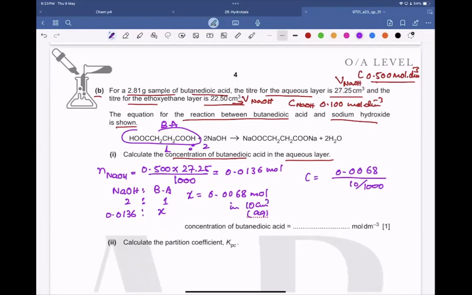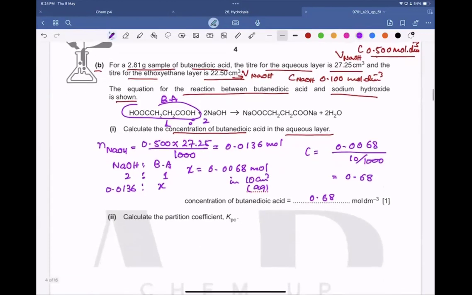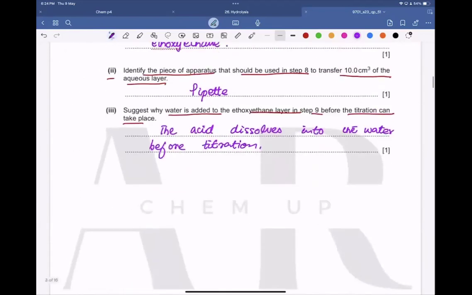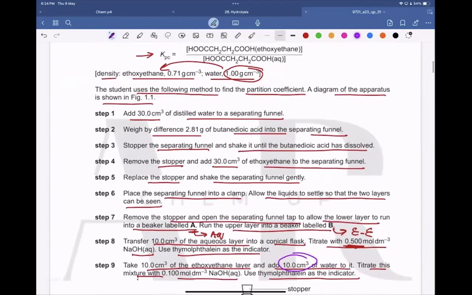It's 0.68. So thank you, Mohammed Hussain, 0.68. So we got the concentration 0.68 mole per dm cube. Is this clear to all of you? So we have found the concentration of butanoic acid in the aqueous layer.